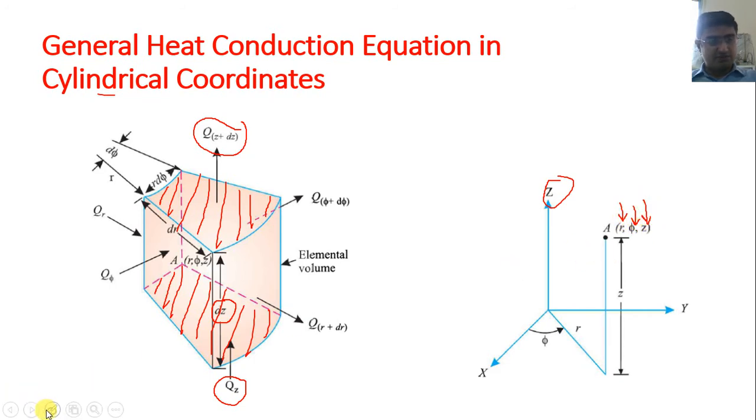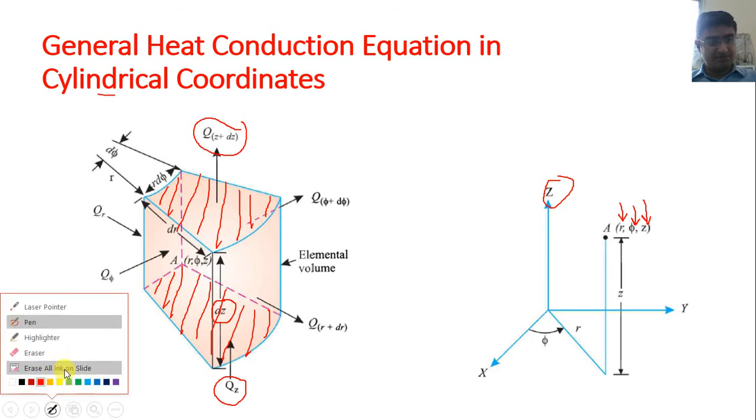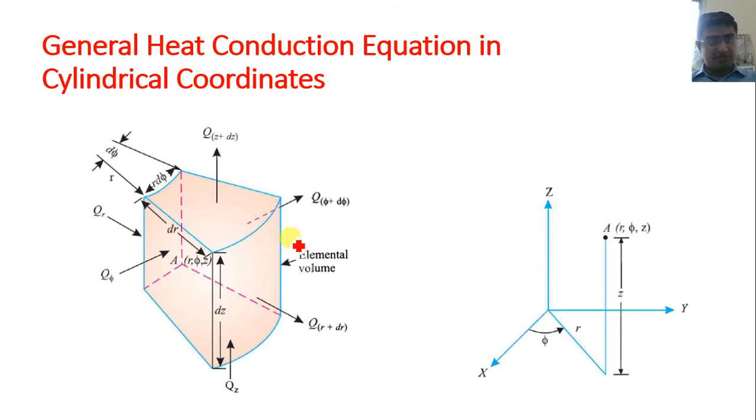Now if you want to find the volume of that particular element, how can we find it? For that, first of all, we have to write the length of each side. The length in the R direction is known as dr.